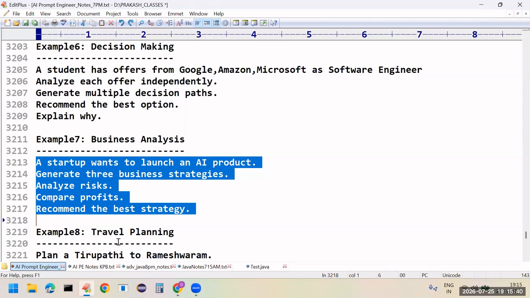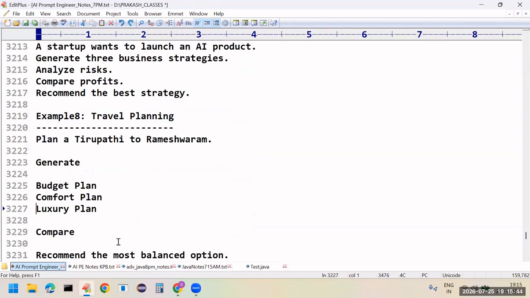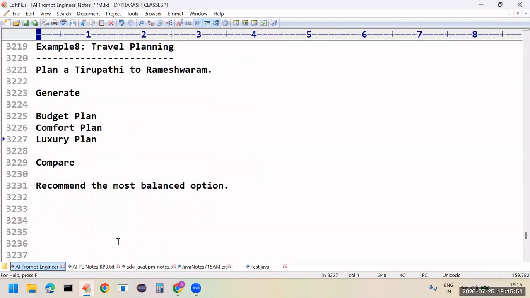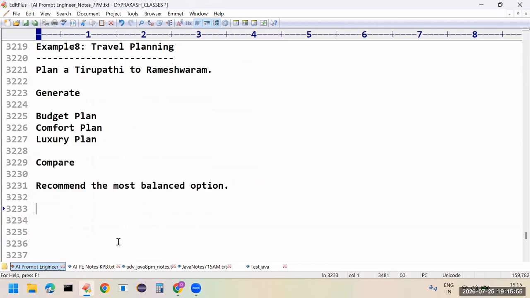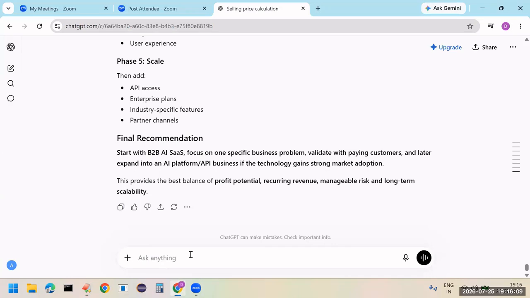Correct? Sir, example 8. So I'm planning to visit Rameshwaram within 2 or 3 weeks. That's why I will execute this. Have a look once. Plan a Tirupati to Rameshwaram trip. Generate budget plan, comfort plan, luxury plan. Compare. Recommend the most balanced option. Let's check what it is going to give.